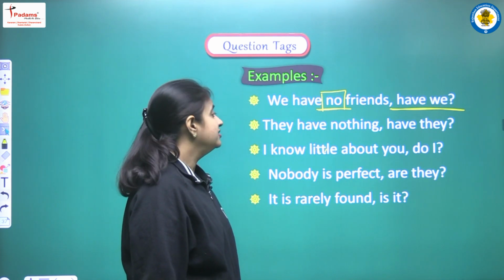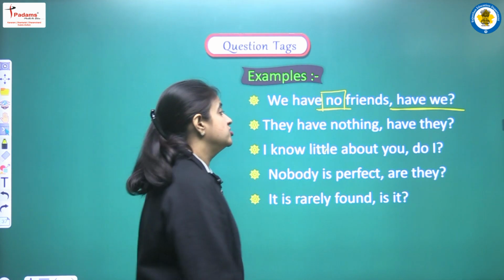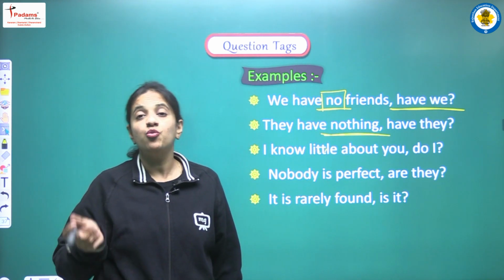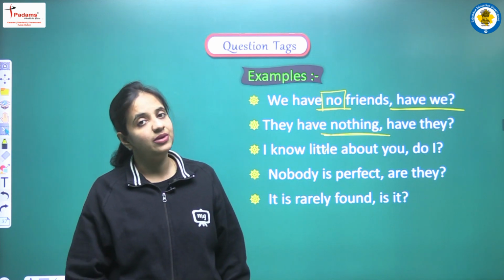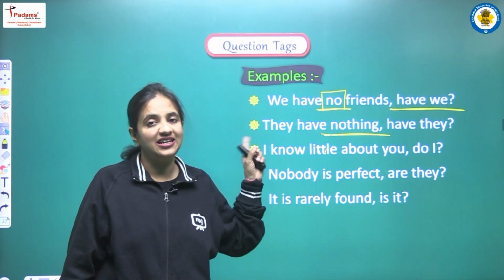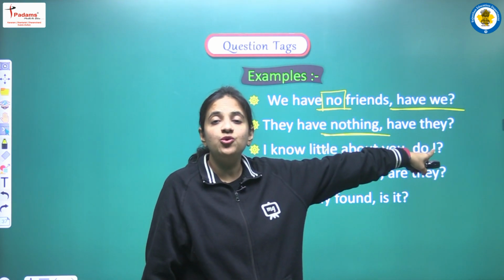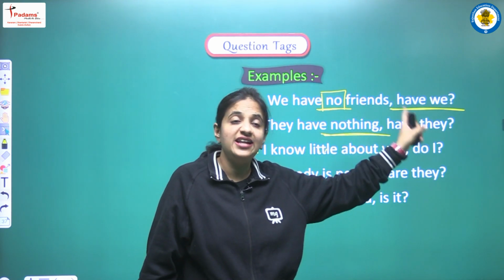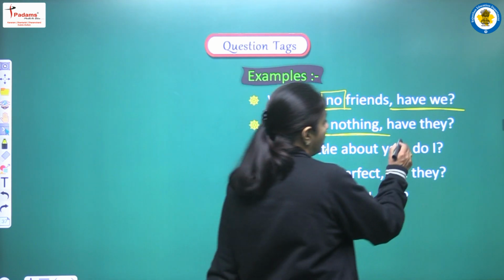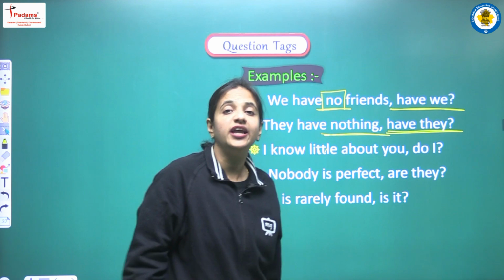Second example, they have nothing. So yes, nothing is a negative word, and we are having one negative word in the sentence. It means this sentence is now in the category of negative sentence, and now according to the rule, we have to make a positive question tag here. So we are having, they have nothing. So now our tag will be, have they.